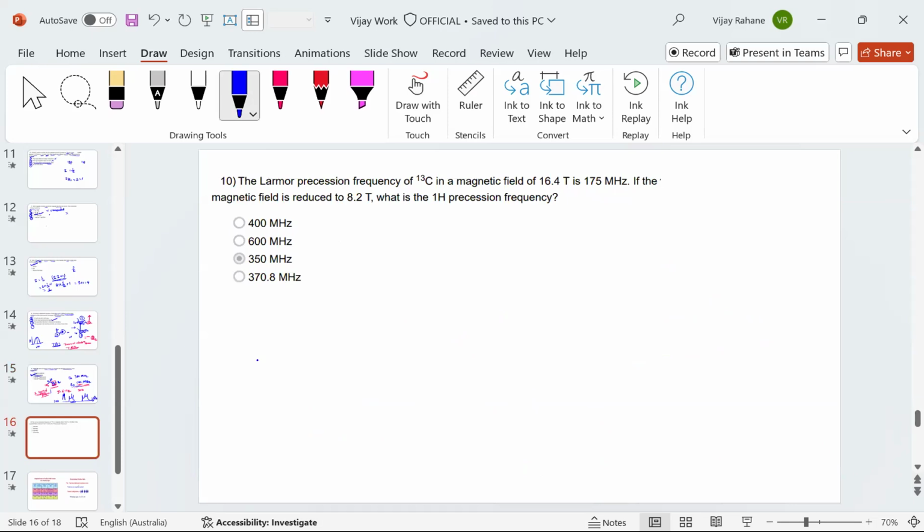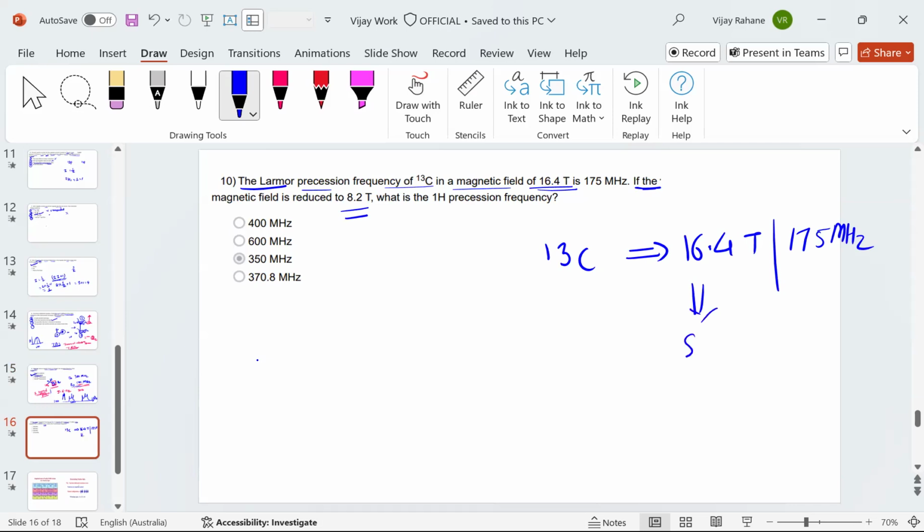The last problem is the Larmor precession of the 13C. The magnetic field is given as 16.4 Tesla at 175 megahertz for 13C, right? And the question is, what if it is reduced to 8.2 Tesla? That is almost half, right?